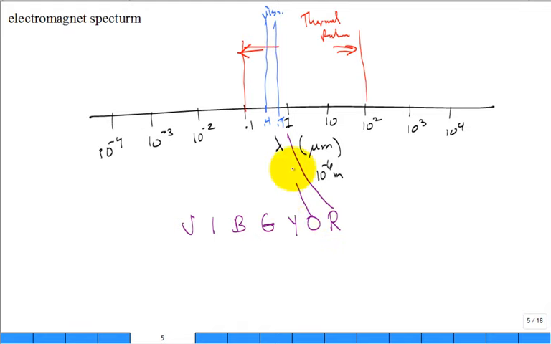Red, orange, yellow, and right in the middle of the visible spectrum is the color green, then blue, indigo, and violet. What are a lot of the colors of plants that you see, the leaves of plants? Green, right, very common out there.